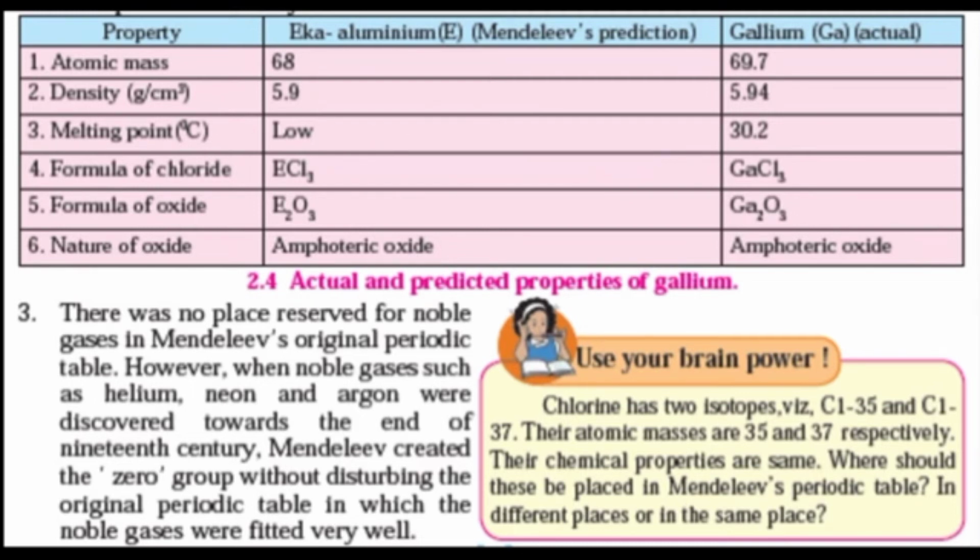to be similar. The other merit of Mendeleev's periodic table was that during the time of Mendeleev, noble gases weren't discovered. So there wasn't a place for the noble gases. But Mendeleev had already created a zero group for those gases. And later on, the noble gases were placed in the periodic table very well without disturbing the placement of other elements.